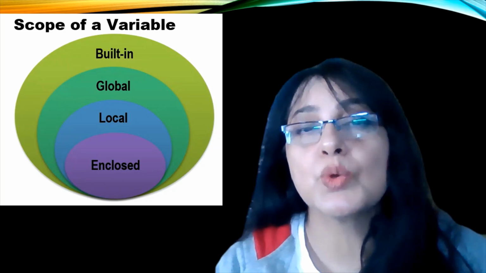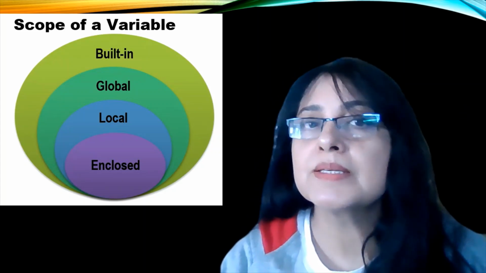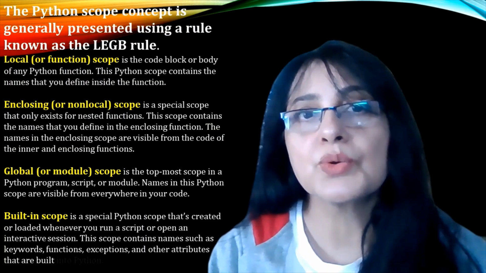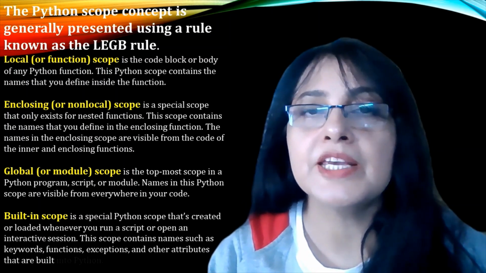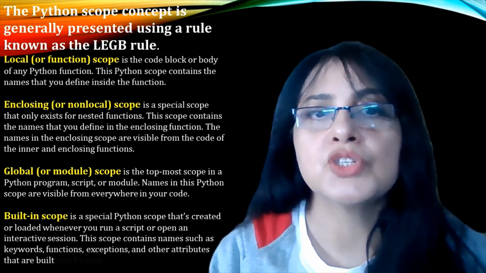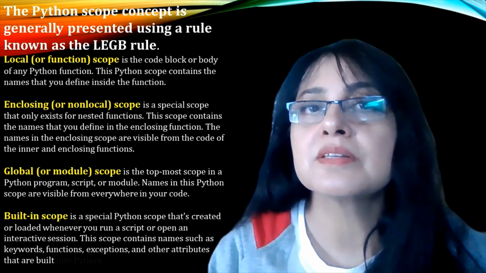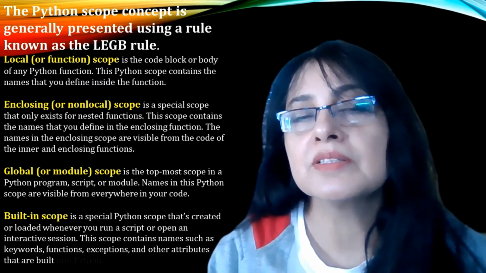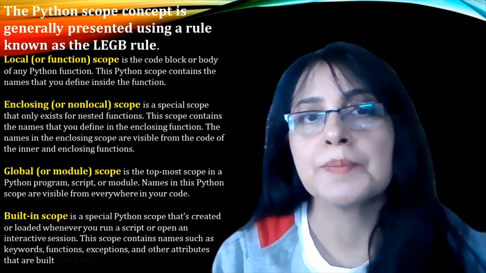Let's look at various scopes of variables that are available in Python. There's built-in, global, local, and enclosed. The Python scope is generally presented using a rule known as the LEGB rule. L stands for local, E for enclosing, G for global, and B for built-in. Local scope is the code block or body of any Python function, and the scope contains the names that you define within a function.